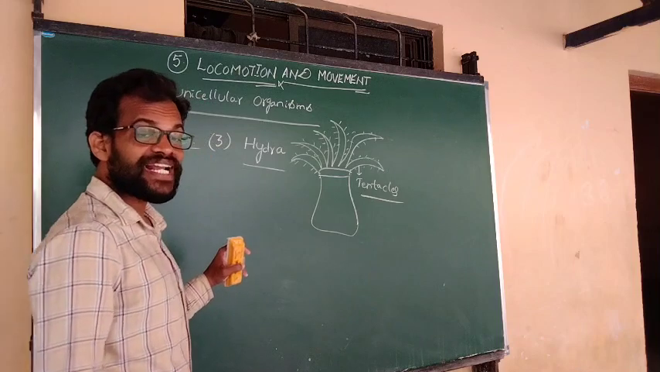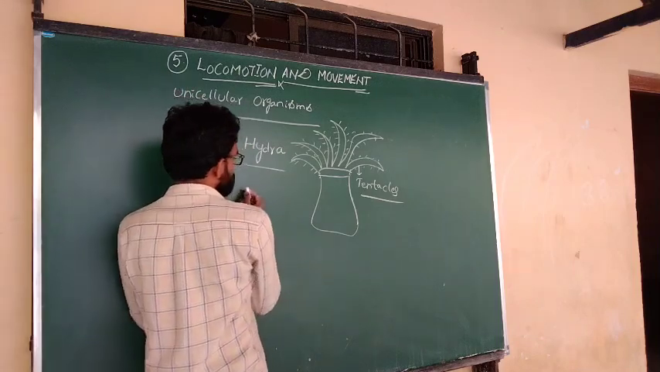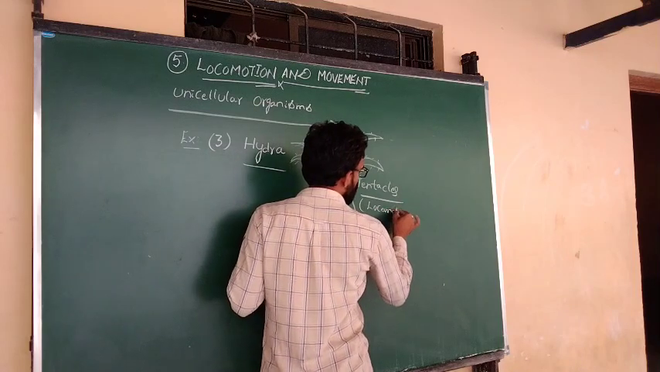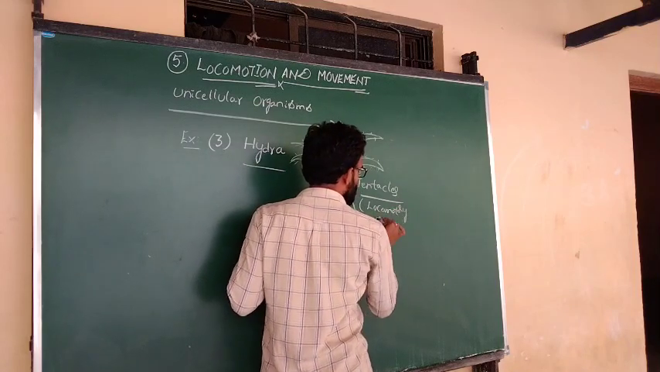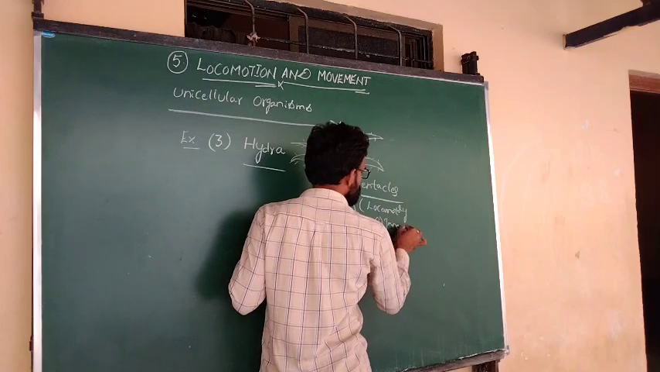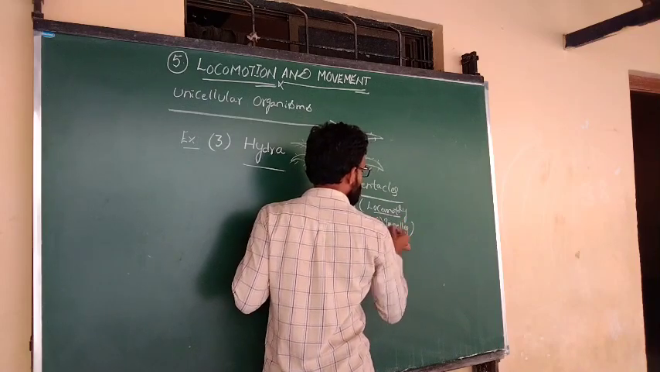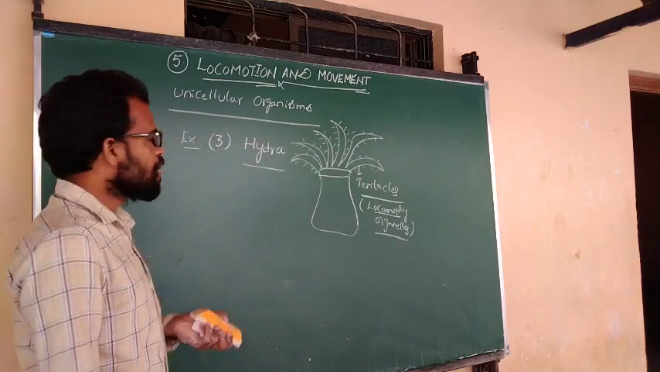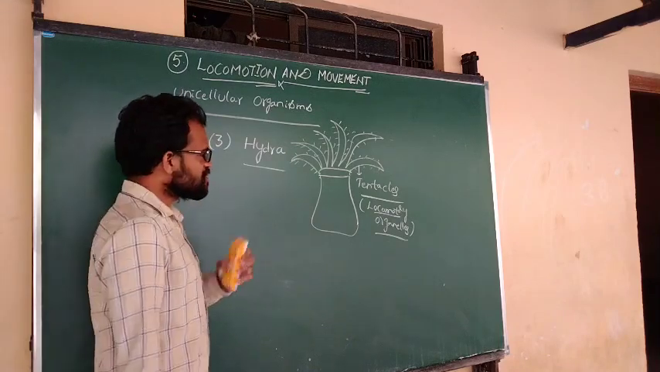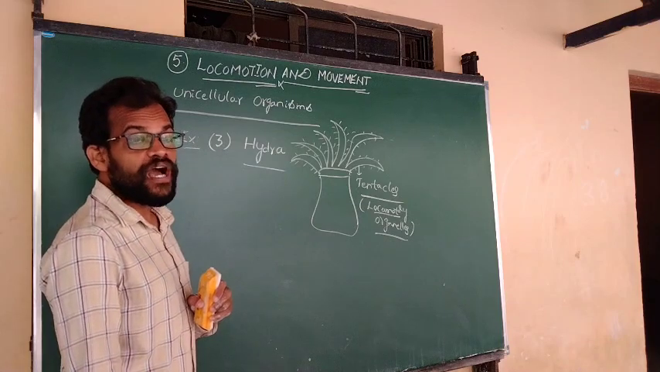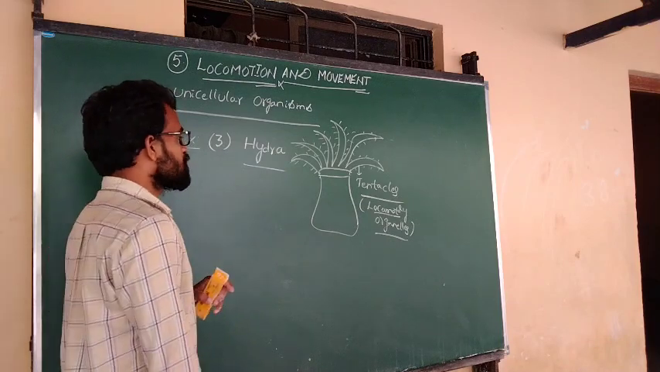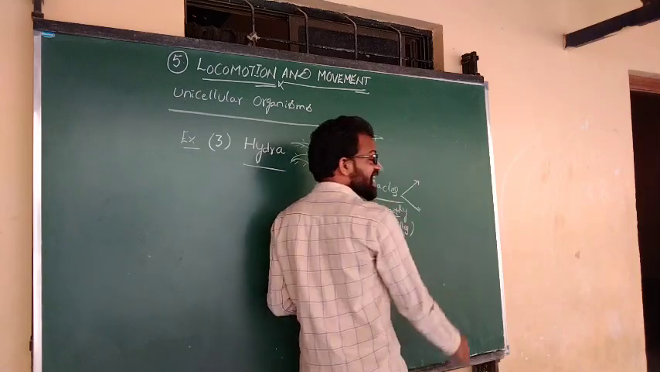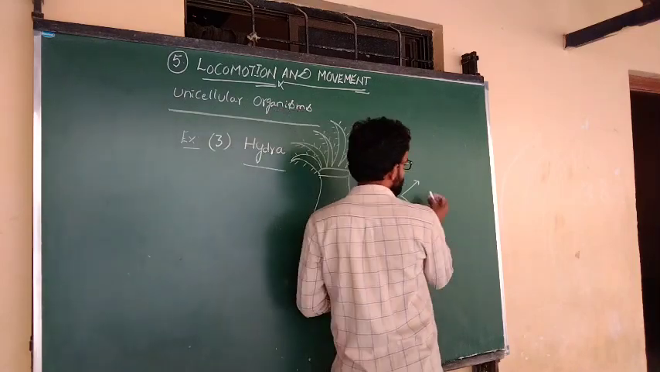The locomotory organelles present in the Hydra are known as the tentacles. What is the function of the tentacles? They are useful for the capturing of the food particles and also helpful for the locomotion. What is the function of the tentacles? Capturing of the food particles.